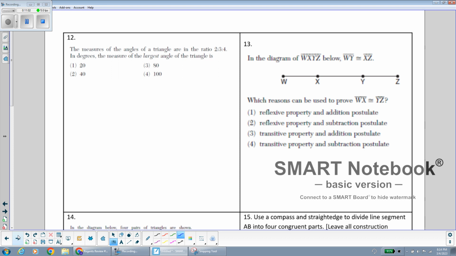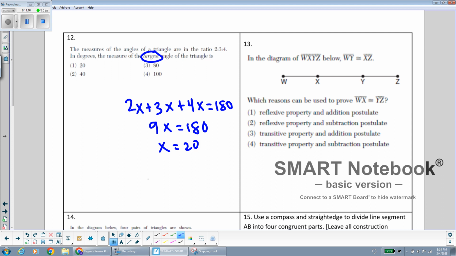Okay. So angles of a triangle are in the ratio 2 to 3 to 4, and they all add up to 180. That's 9x is equal to 180. So x is equal to 20. We want the largest. That would be the 4x part. So I'm going to replace x with 20, and that would be 80 degrees.